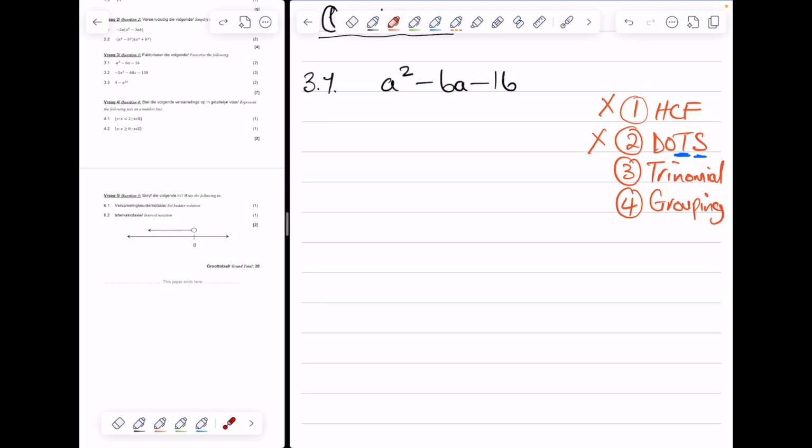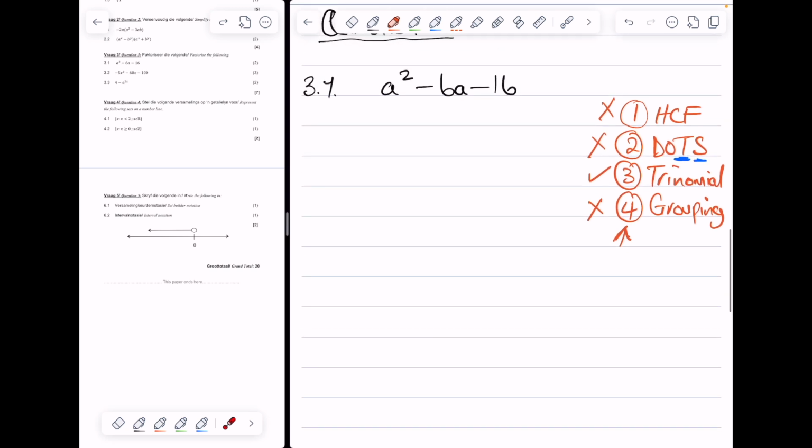Is it a trinomial? Well, there are 3 terms and it has the right form, so yeah, we could probably go with that one. Grouping, of course it's not, because grouping is specifically for 4 terms. Actually, that's a good way to remember it, because it's always the 4th one on the list. It is reserved for 4 terms or more sometimes. So this is of course not 4 terms, so it must be a trinomial.